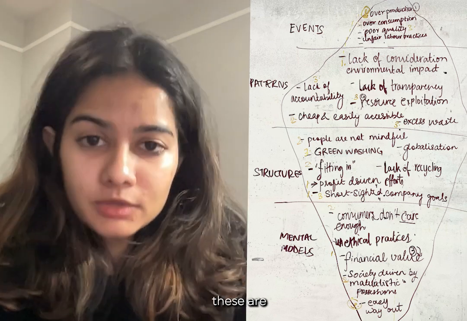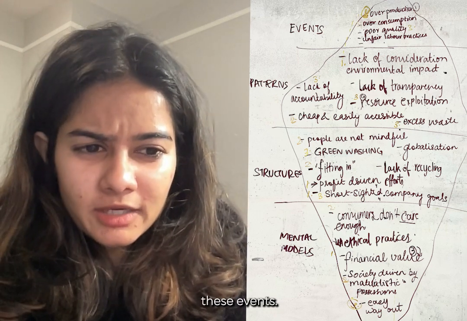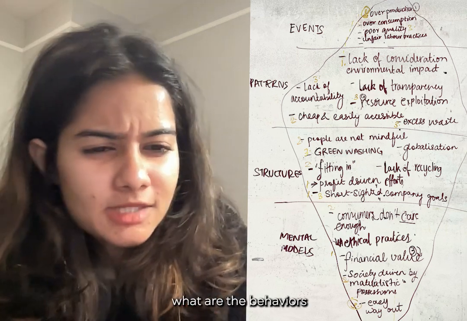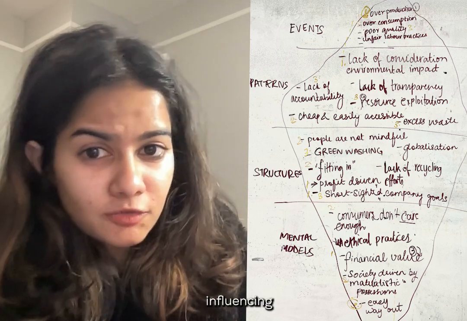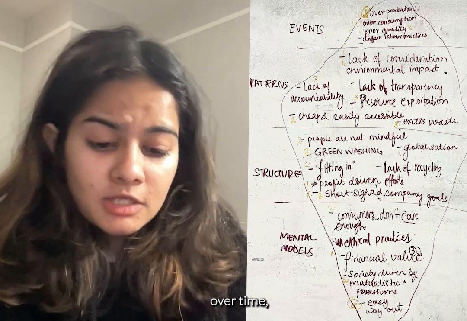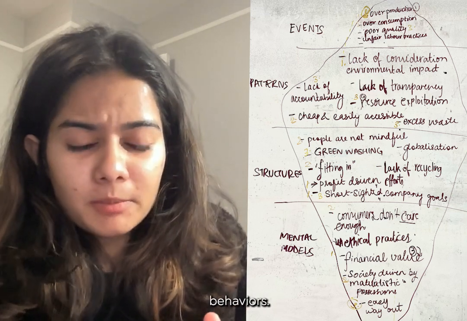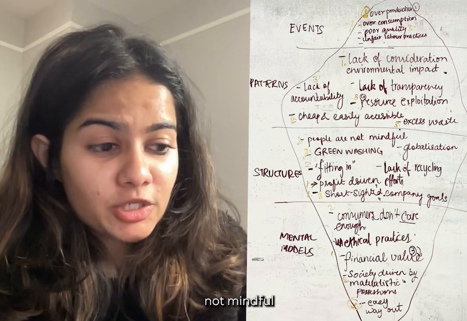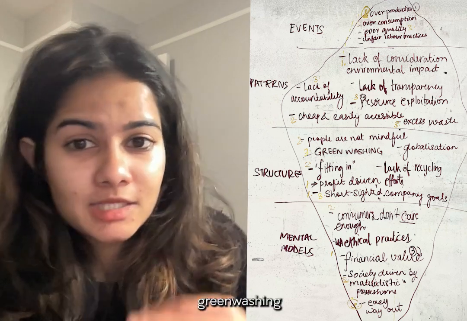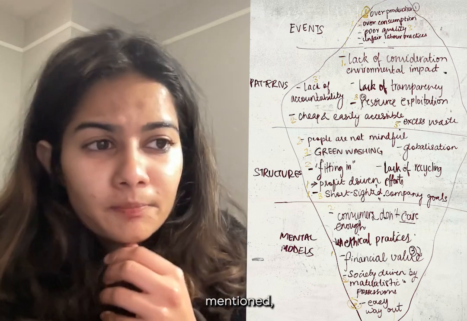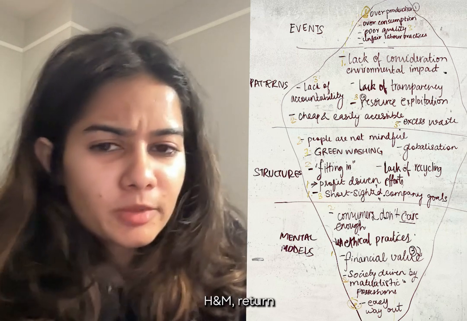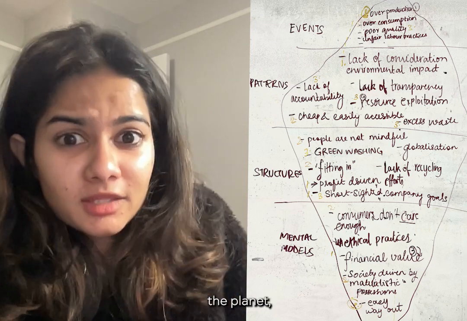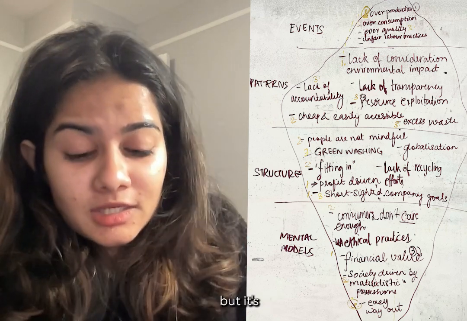Then we go further down the iceberg, then we go deeper and try to identify what are the behaviors that are influencing these patterns, what is happening over time, what are encouraging and reinforcing these behaviors. So some of the things that we identified were people are not mindful, and there is a lot of greenwashing happening around, as I just mentioned. All these Adidas, recycled H&M, return your clothes. There's a lot of greenwashing happening, that they're doing so much for the planet, they're so sustainable, they're so eco-friendly, but it's not really true. You think they are, but that's not what really is happening.